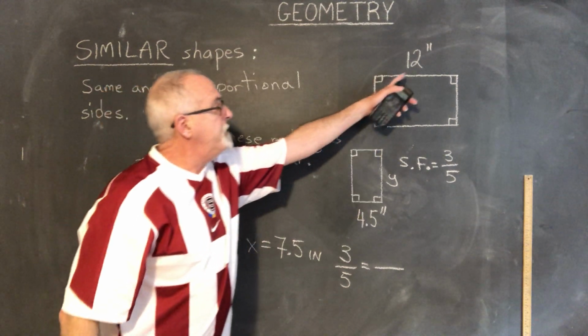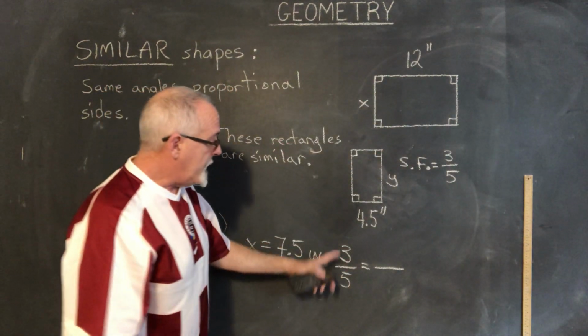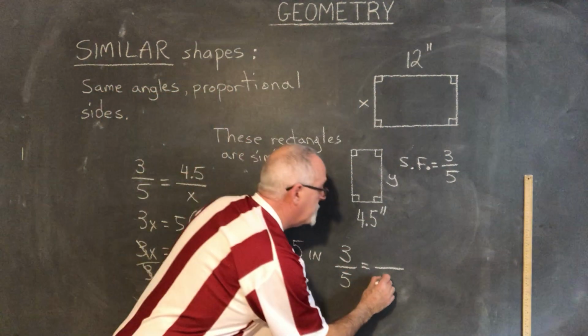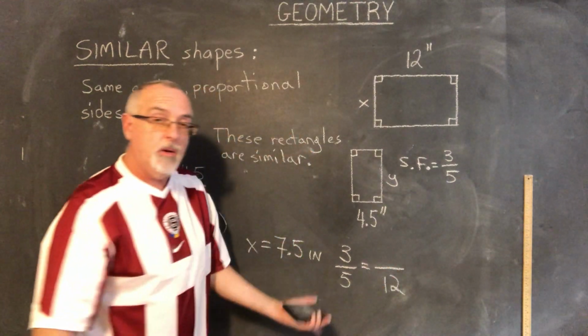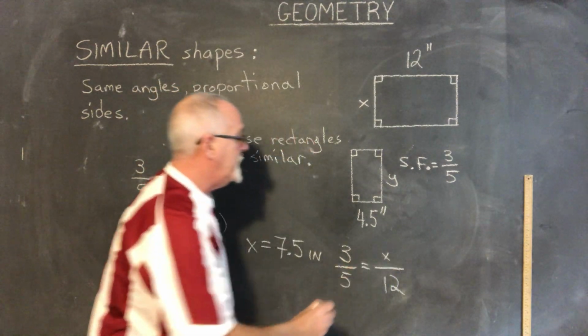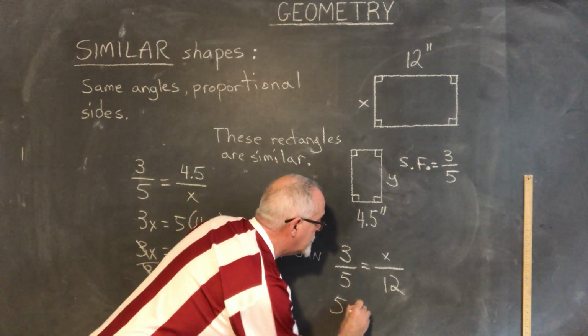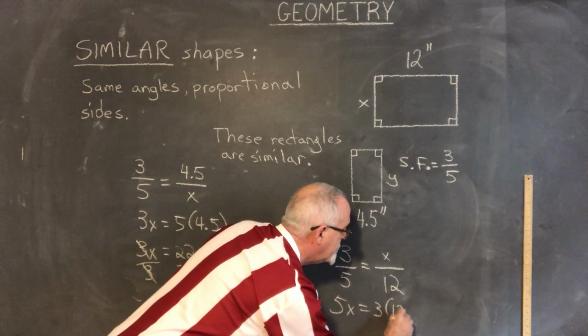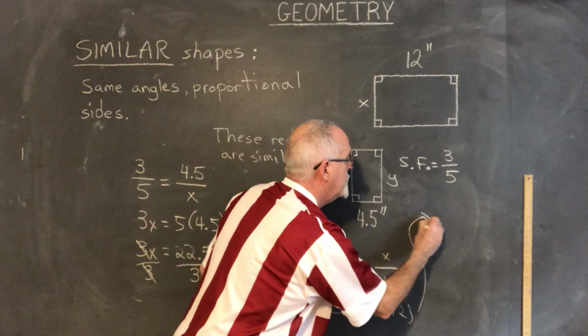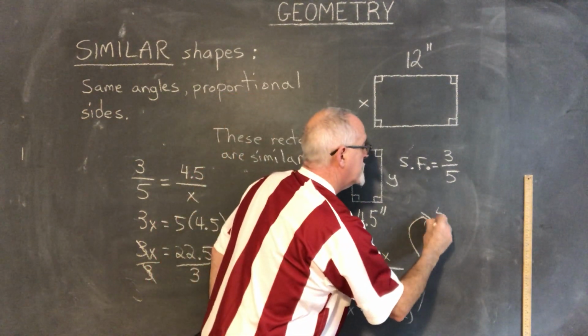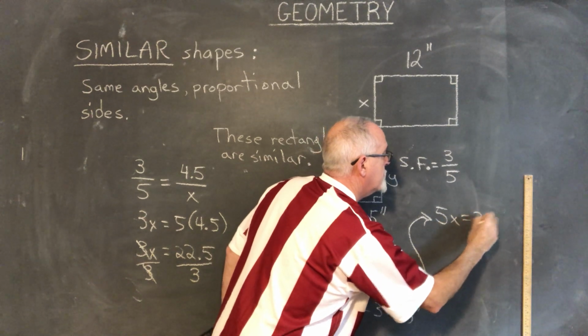The 12 that I know is from the bigger one. And 3 over 5 tells me the bigger one goes on the bottom. The bigger rectangle goes on the bottom, so the 12 is going on the bottom. And then the x will go here. Cross multiplying, will this fit? The next line will fit. 5 times x equals 3 times 12. But 3 times 12 is 36, so 5x equals 36.